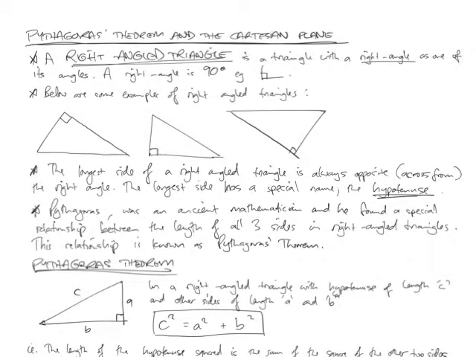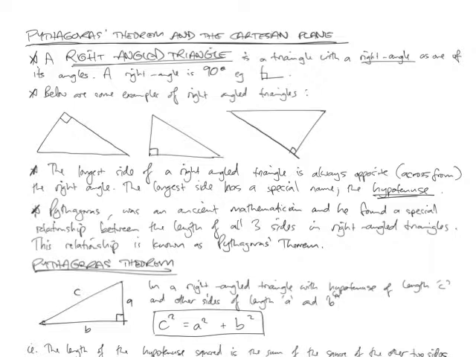It's another video. This one's on Pythagoras Theorem and using it with a Cartesian plane. A right angled triangle, and this is all about right angled triangles, is a triangle that's got a right angle as one of its angles. A right angle is 90 degrees, so a square angle.